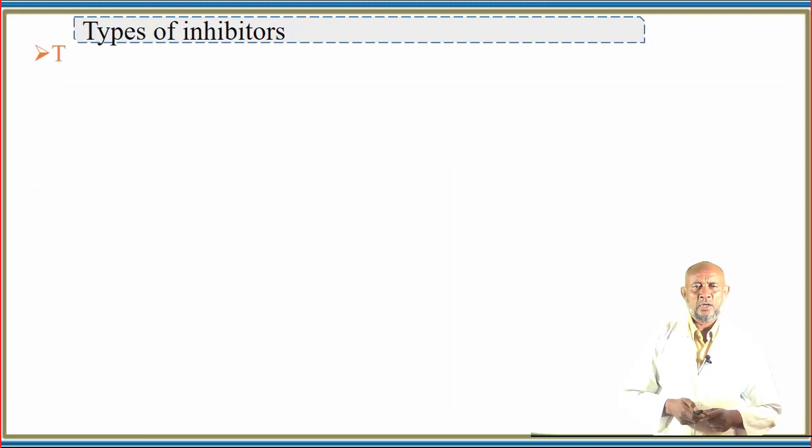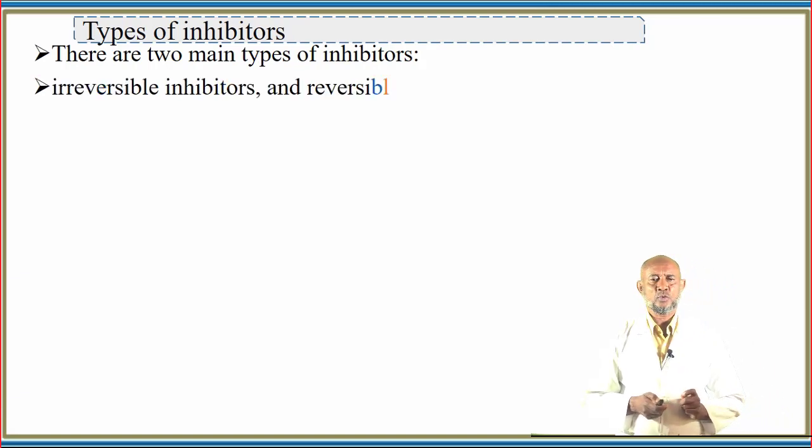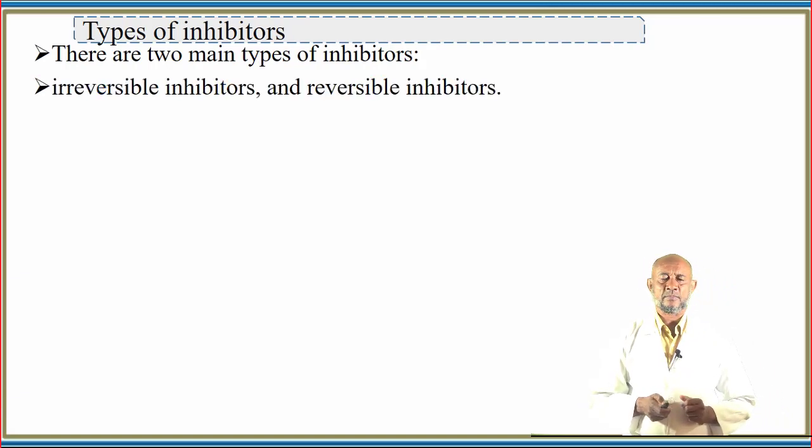Now let's look at the types of inhibitors. There are two main types of inhibitors. The first type is said to be the irreversible inhibitor, and the second one is said to be the reversible inhibitor.